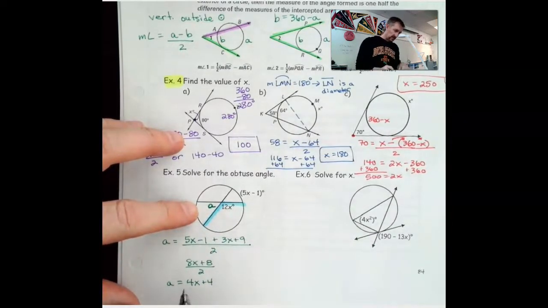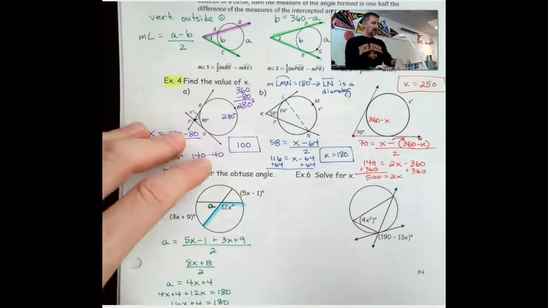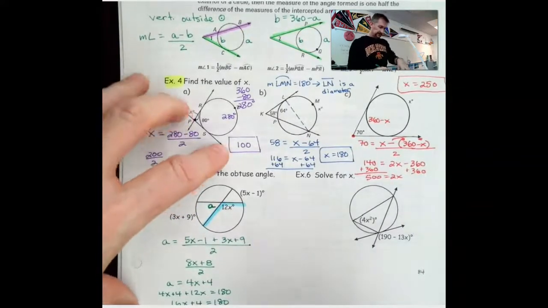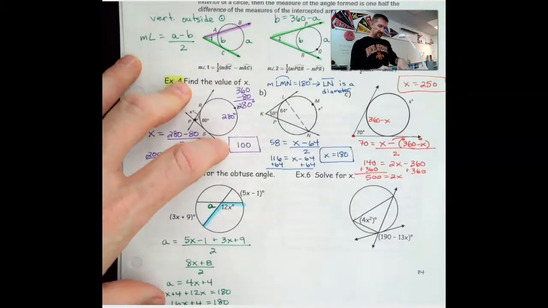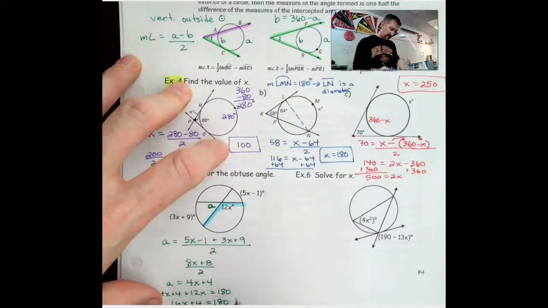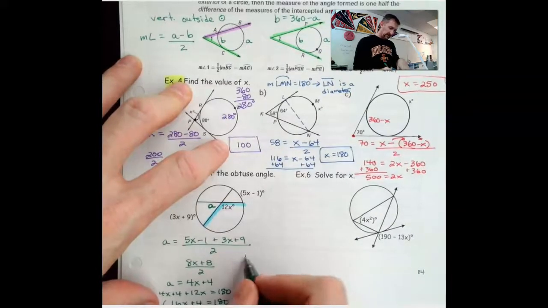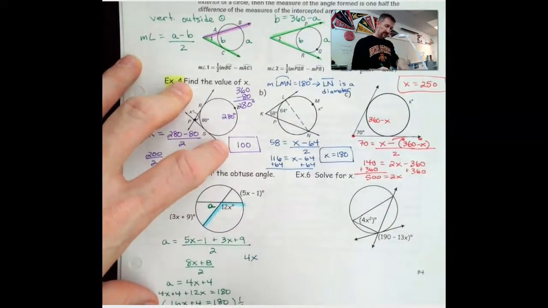Okay? So 4x plus 4 plus 12x equals 180. So that's 16x plus 4 equals 180. Now, I could subtract 4 and then divide by 16. But I also could divide this whole thing by 4 right now. If I divide by 4 or multiply by 1/4, same thing, basically, same result, equivalent.